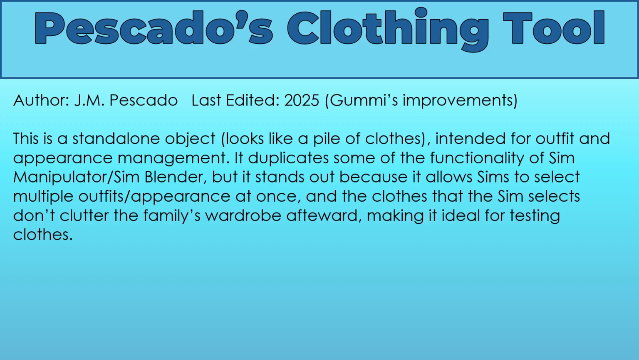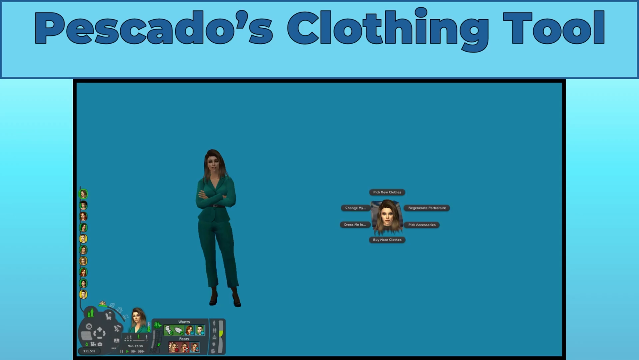The way that Gummy's version works better, for example, if you pick a top and a bottom with the OG version, it considers these one outfit. So you can't go back and pick the bottom with a different top. You have to go and pick a new set of clothing and then pick the top and the correct bottom once again. With Gummy's edit, you can pick the clothes the sim is currently wearing, and that's super handy. And this is what the clothing tool looks like. It has these menus in it, and it's extremely handy if you test a lot of clothes.